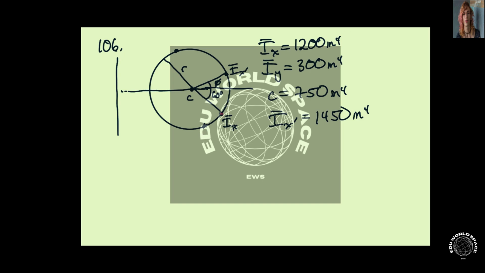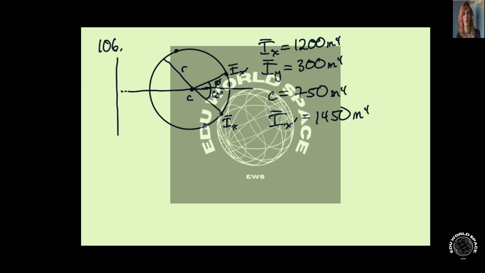We know x is bigger than y, so we know this one was x. I'm not sure if Ixy is negative or positive, but I'm assuming it's negative, and we'll figure that out. But so we know if we rotate that.